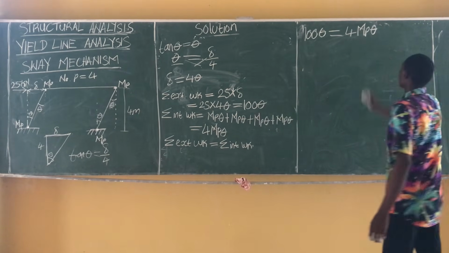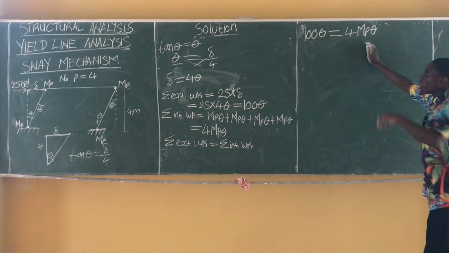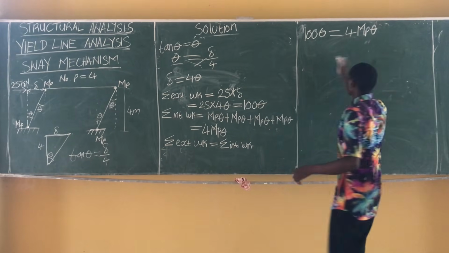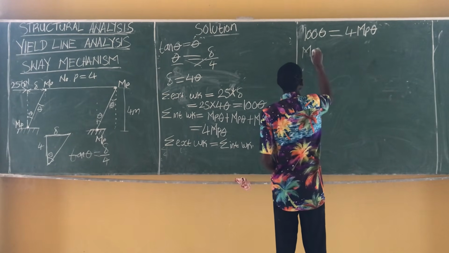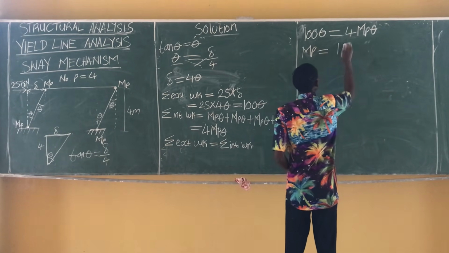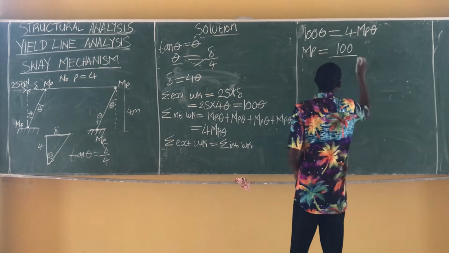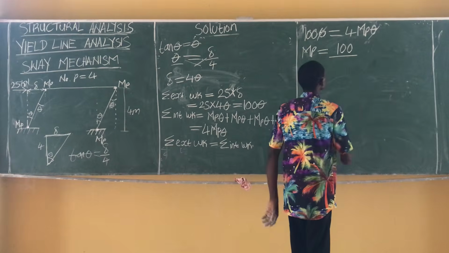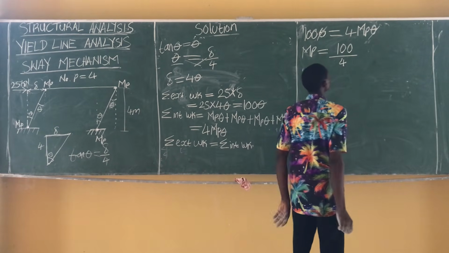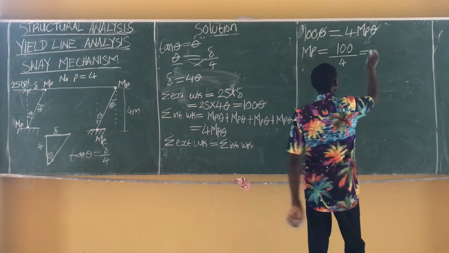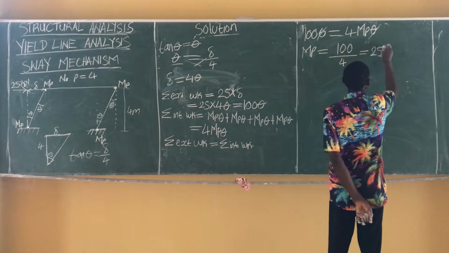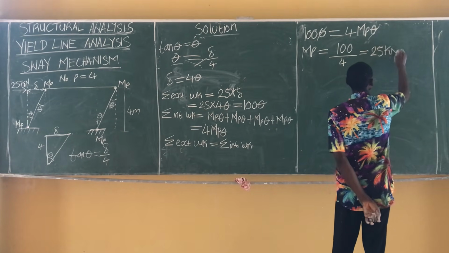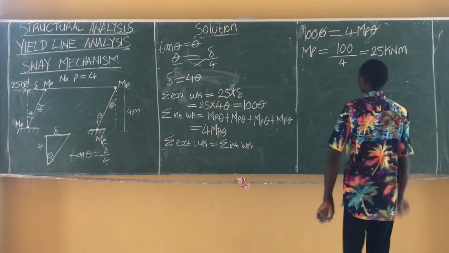All right. So at this point, making plastic moment MP subject of the formula, we simply have MP equal to 100 over 4. So this takes out this. So we have this to be 25 kilonewton meters.